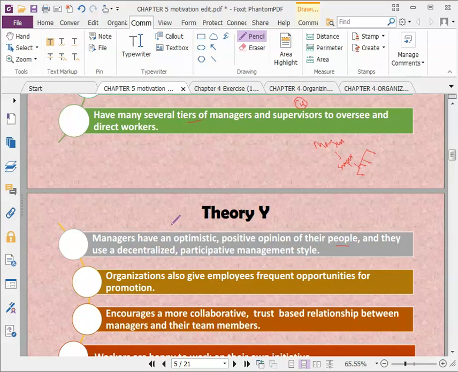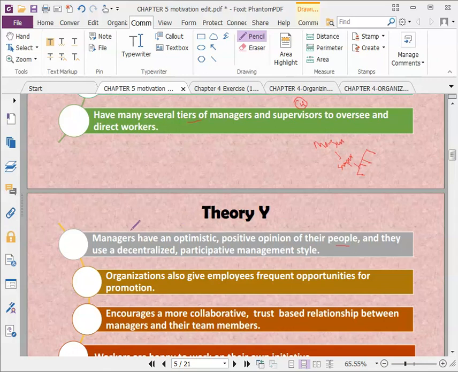So a manager will always think positively towards their employees. They feel that their employees will do better to achieve the goals of the organization.